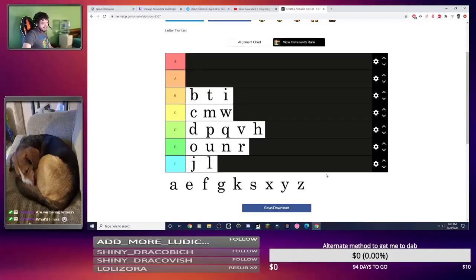Yes, we're tiering letters. We did not get the fish. Binglet and I were talking about it, and I decided to make a tier list for the alphabet. Only the fine folks at tiermaker.com did not make an alphabet with uppercase and lowercase letters, so we have to do two different tier lists. It's absolutely ridiculous.